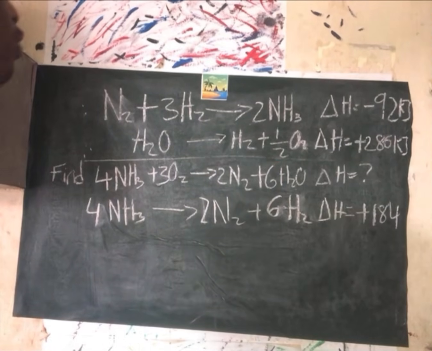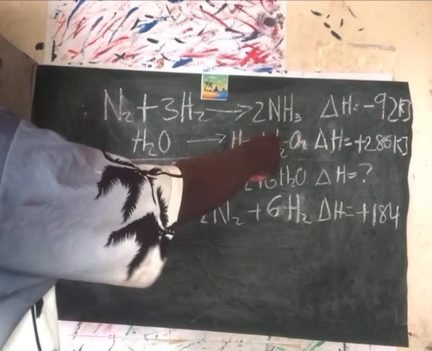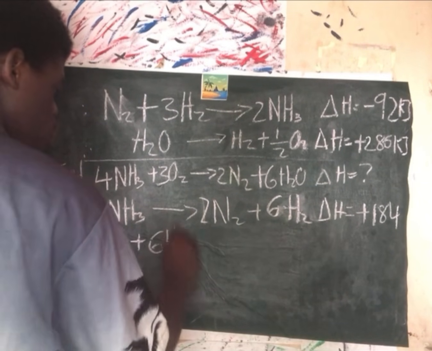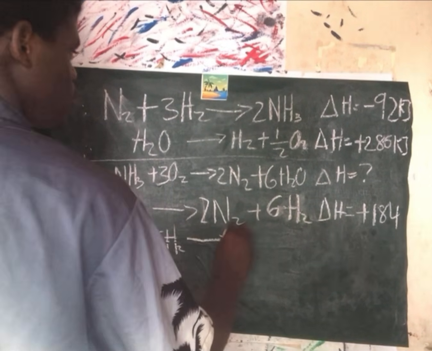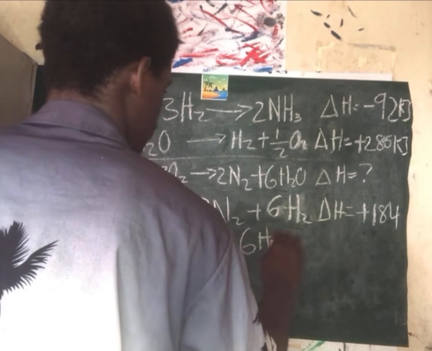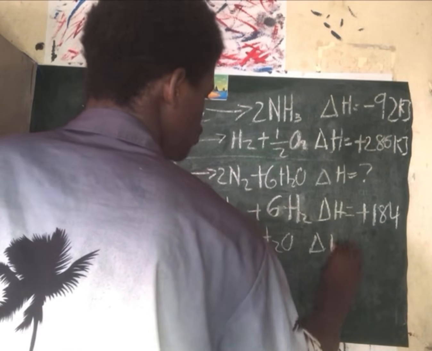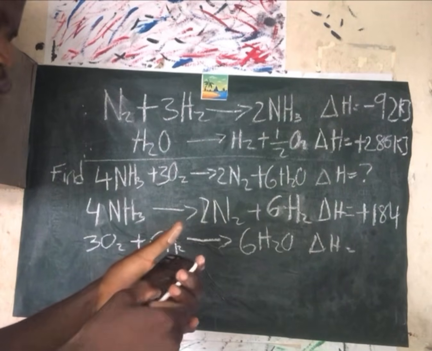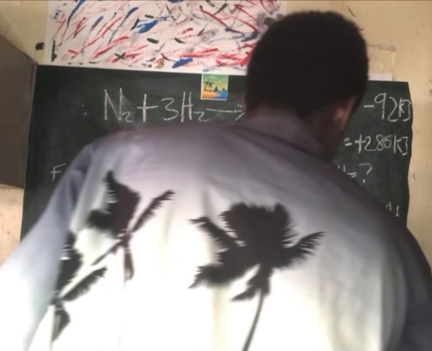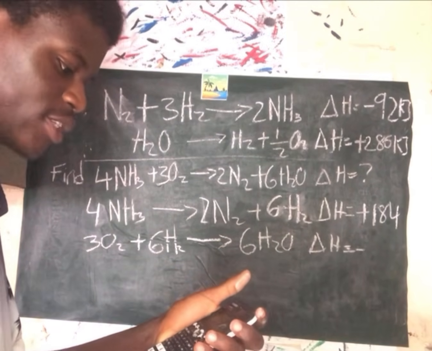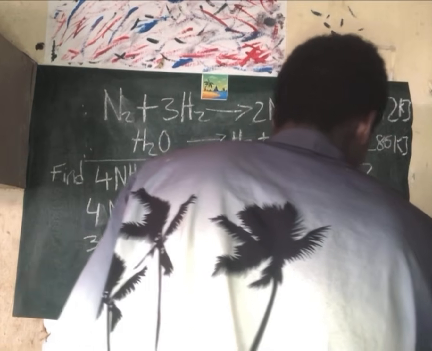So when we reverse it and multiply it, what we are going to get is, here will be 3O2 plus 6H2. Now we are multiplying by 6, then it gives us 6 here. We have 6H2O. And don't forget, since we've reversed it, the enthalpy too will change. That will be negative, then 286 times 6. Since we multiplied everything by 6, that's 286 times 6, that's 1716. Negative 1716 kilojoules.